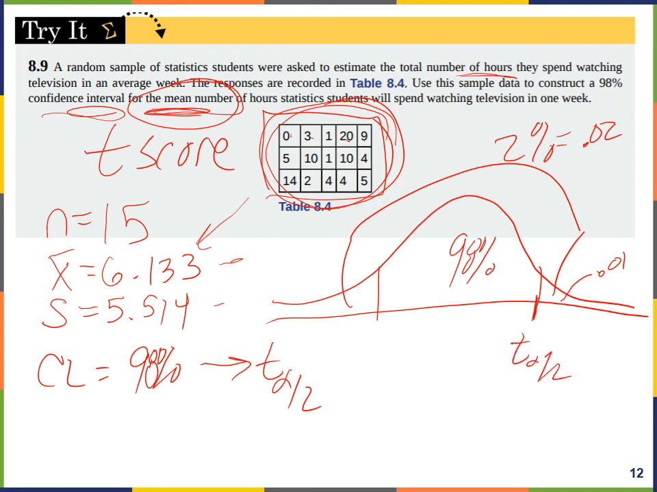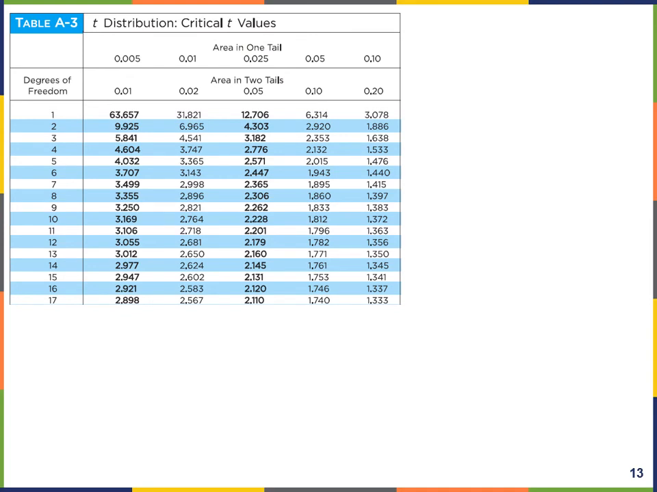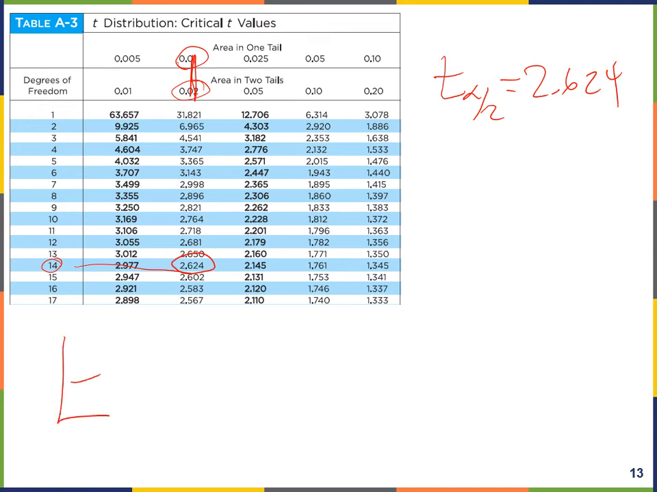Well, we need one more thing here, and that's degrees of freedom. If our sample size is n, our degrees of freedom is going to be 14. So we have this degrees of freedom, we have this area in one tail or two tails, however you want to look at it, and then we can use our table to find our t alpha half. So here's our table. Our area in 2 tails was 2%, or our area in 1 tail is 1%. Either way, we're talking about this column here. Our degrees of freedom was 14, so our t alpha half is going to be this value right here. Our t-score is going to be 2.624.